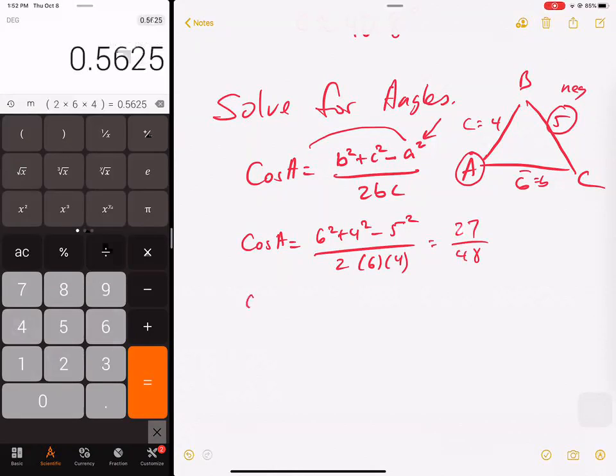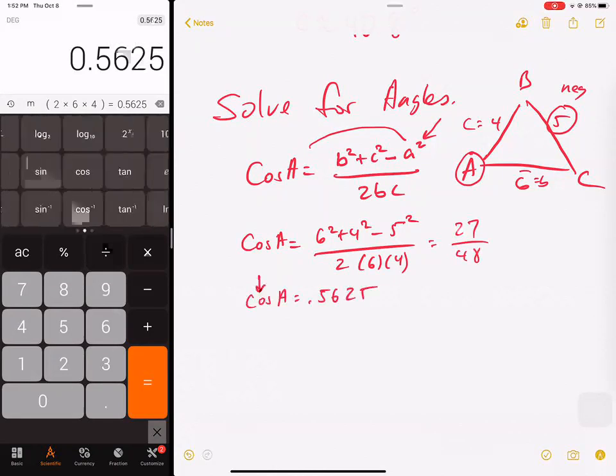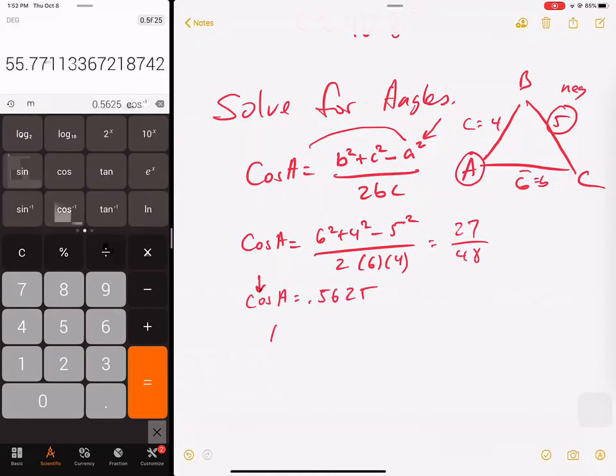And so we have cosine of A is equal to 0.5625. Then we're going to undo the cosine. How do we undo this cosine? Cosine inverse. A is approximately 55.8 degrees.